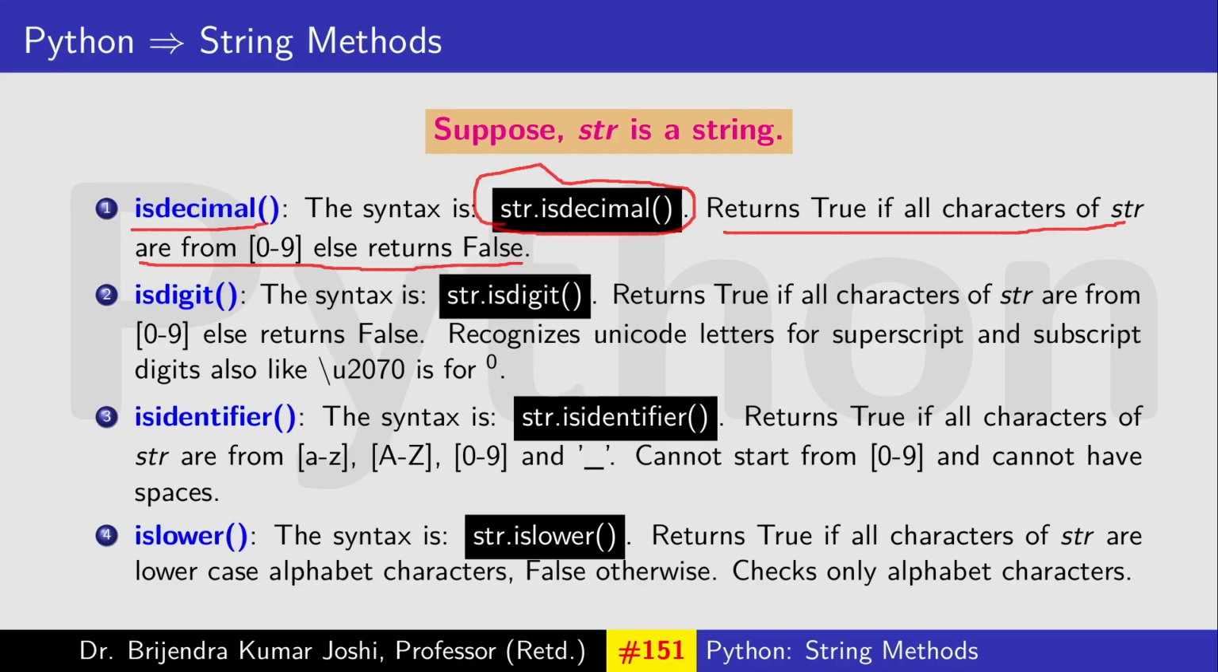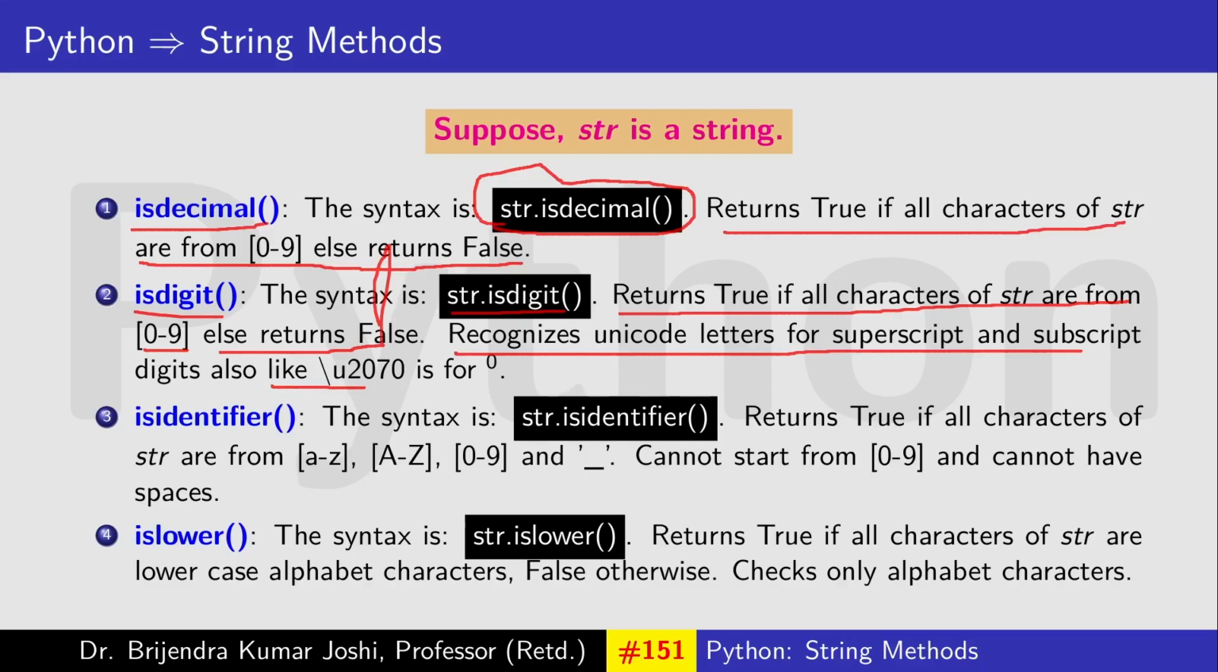Now, next one is isdigit. Its syntax is str.isdigit, no parameters required. It returns true if all characters of str are from 0 through 9, including both 0 as well as 9, else returns false. Now, the difference between isdecimal and isdigit is this: isdigit recognizes Unicode letters also for superscript and subscript digits, like \u2070.